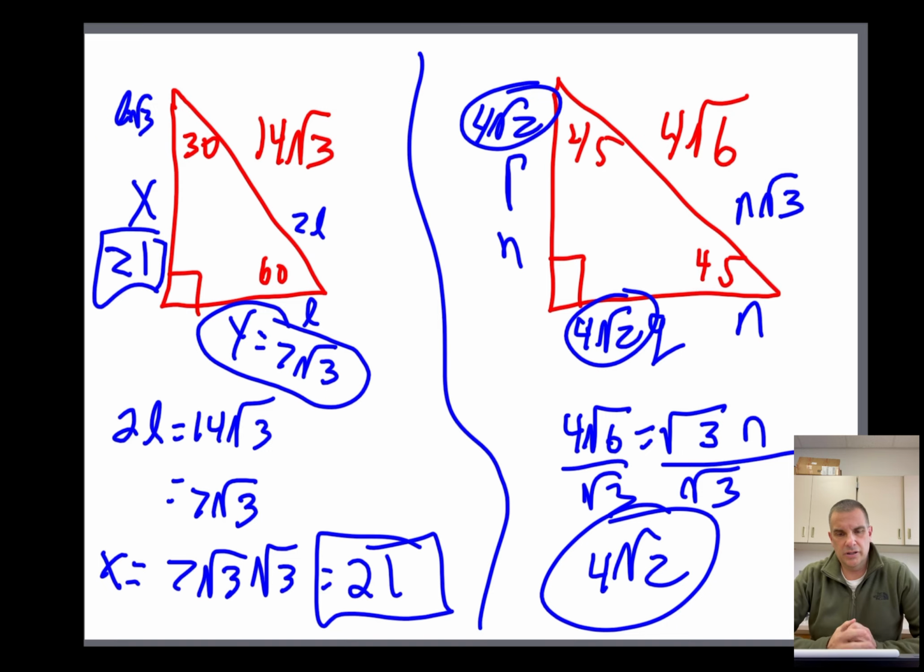Okay, so there are your solutions for those 2 problems. So there's 30, 60, 90, and 45, 45, 90. If you're still struggling with it, there are like 8 bazillion YouTube videos on these 2 things that show it differently than I do.